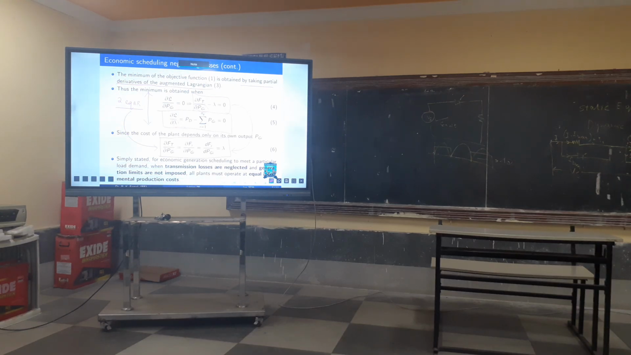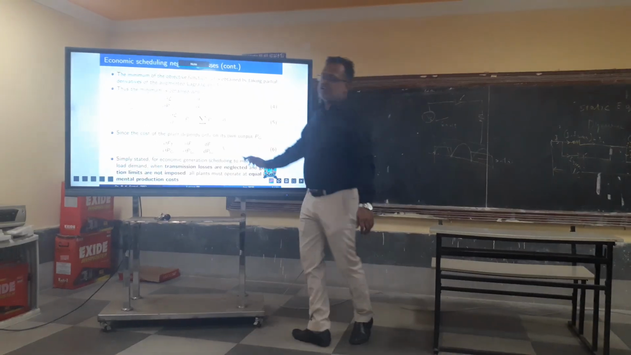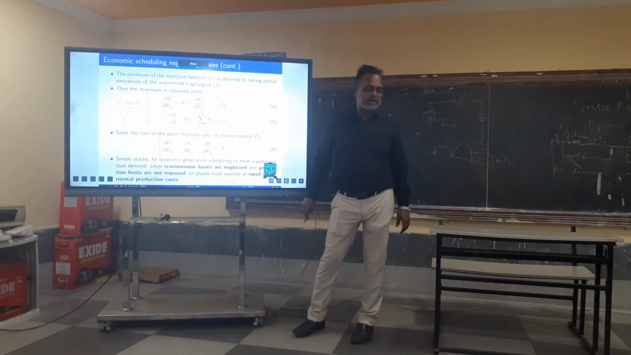So the answer is, to obtain the optimal condition for operation of the generators, we have to equate the incremental cost. So when you are given a problem, find the optimal schedule, what you have to do is equate the incremental cost. And this is the condition only when the transmission losses are neglected.